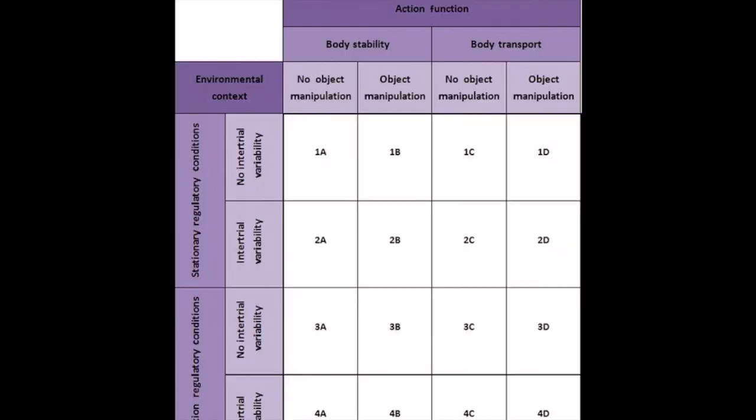According to Gentile's taxonomy, the skill of shooting a free throw is classified as 1B. This is due to the closed nature of the skill with no intertrial variability combined with the manipulation of the object and not the body.